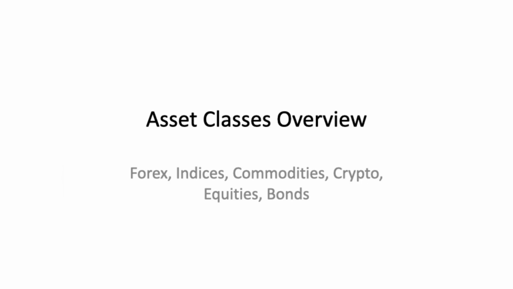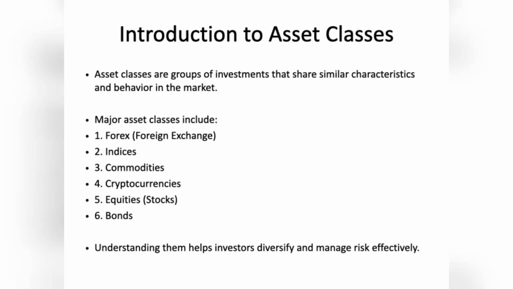Let's start with the basics. What exactly is an asset class? An asset class is simply a group of investments that behave in similar ways. For example, stocks move differently than commodities, and bonds respond differently to interest rates. The main benefit of understanding asset classes is diversification, spreading investments across different types of assets to reduce overall risk.